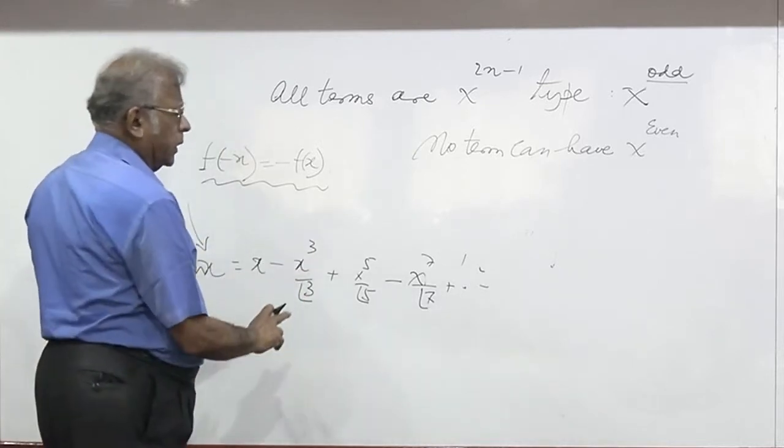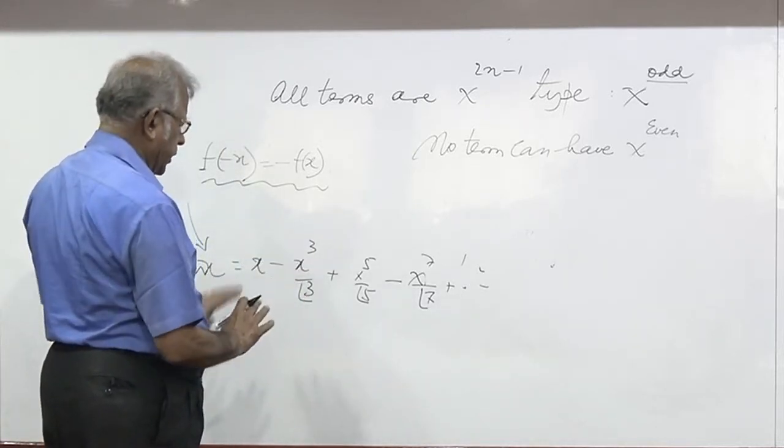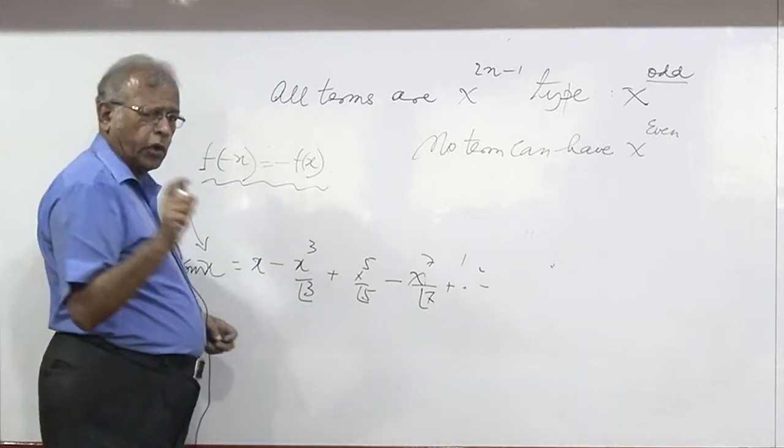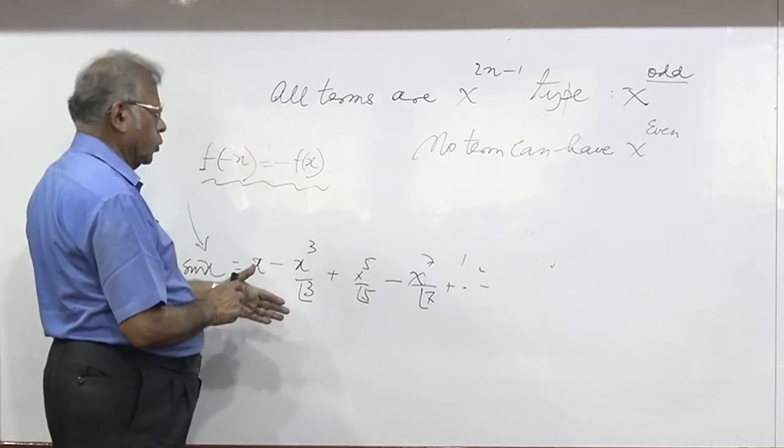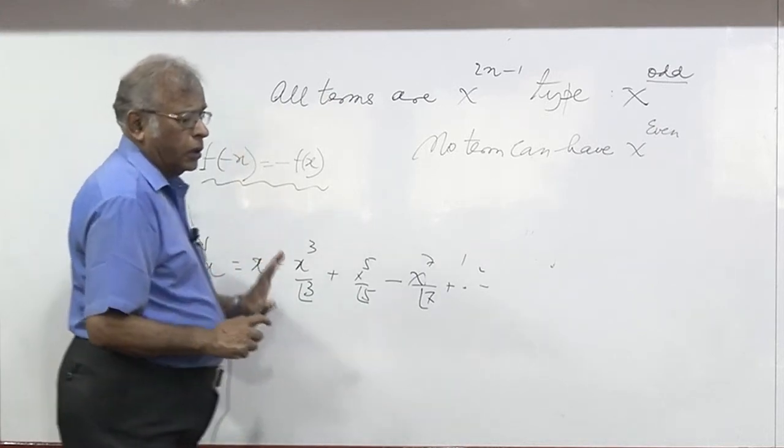Now, we will not remove this, we will use this once more for another small problem, and then we will go to the Maclaurin expansion for cos x.